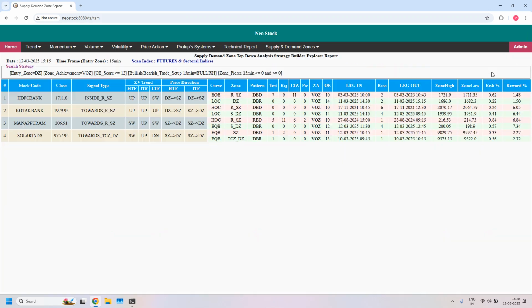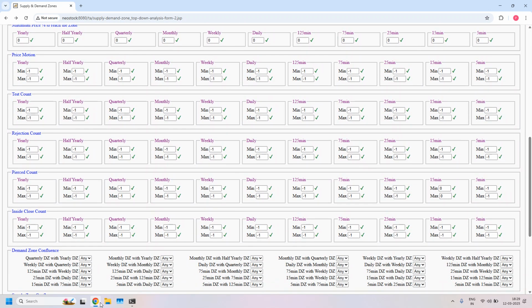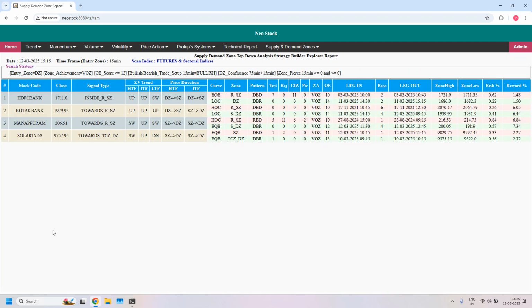So with these filters, we got 4 stocks. That means currently these 4 stocks are supporting a bullish trade setup for daily income trade. And these entry time frame zones are 15 minutes demand zones. Out of these 4 15 minutes demand zones, how many are having ITF demand zone confluence? Let us verify. In the demand zone confluence, I am setting the filter 15 minutes demand zone with 75 minutes demand zone confluence. With this filter, we got all the 4 stocks.